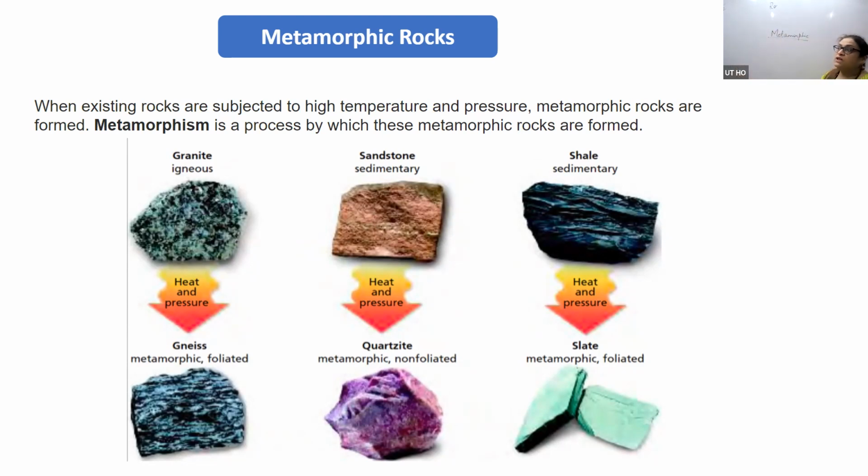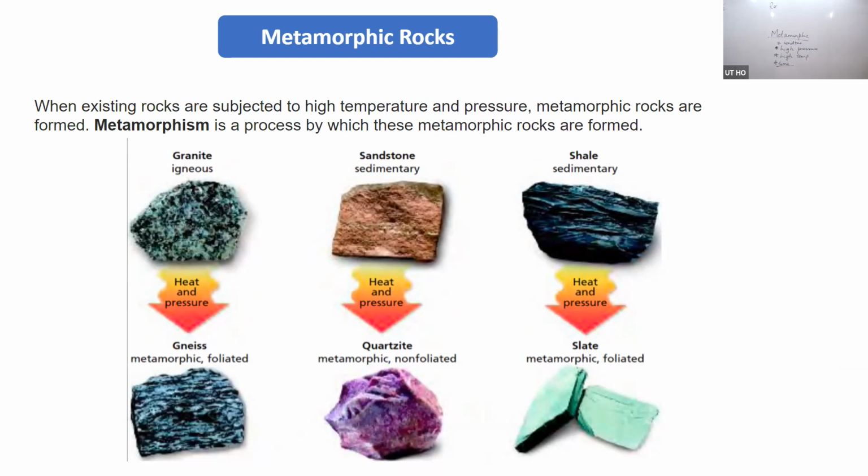When existing rocks are subjected to high pressure and temperature, these are the two conditions required, over a period of time. It won't happen suddenly. It takes time. So when existing rocks are subject to high temperature and pressure, metamorphic rocks are formed over a period of time. Metamorphism is the process by which rocks change. They can be metamorphic rocks which have changed, or they can be sedimentary or igneous.